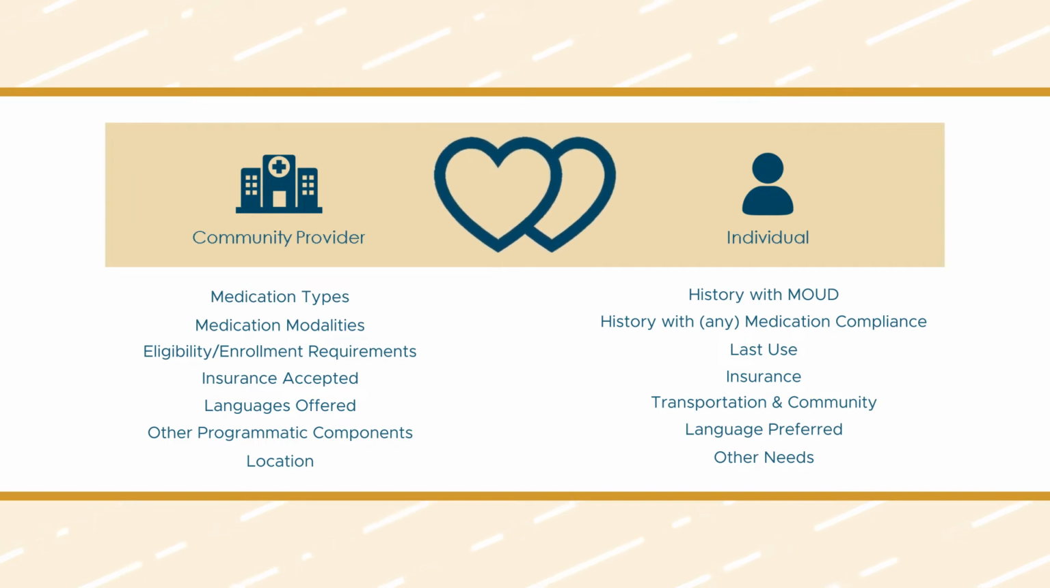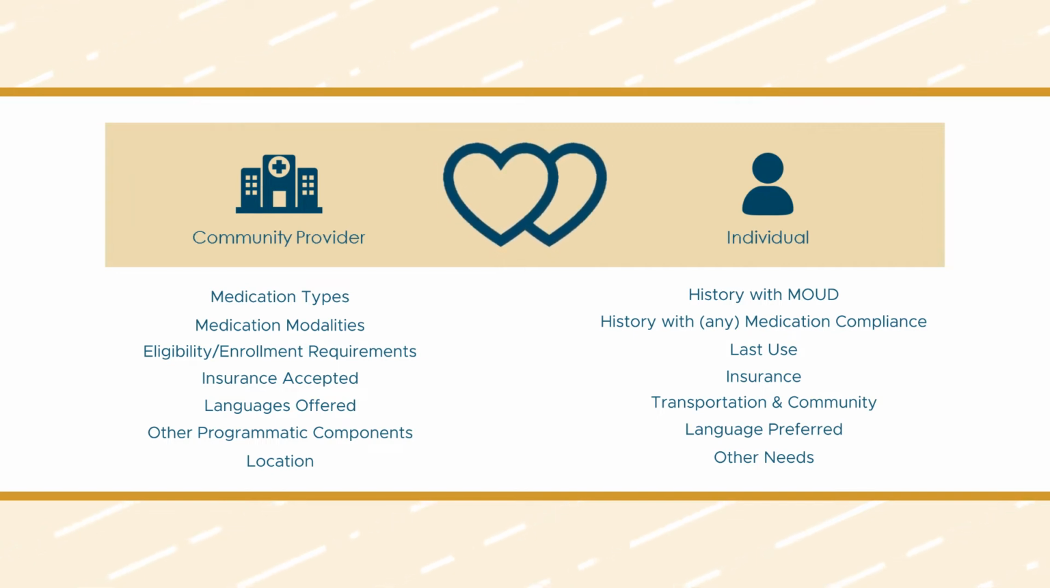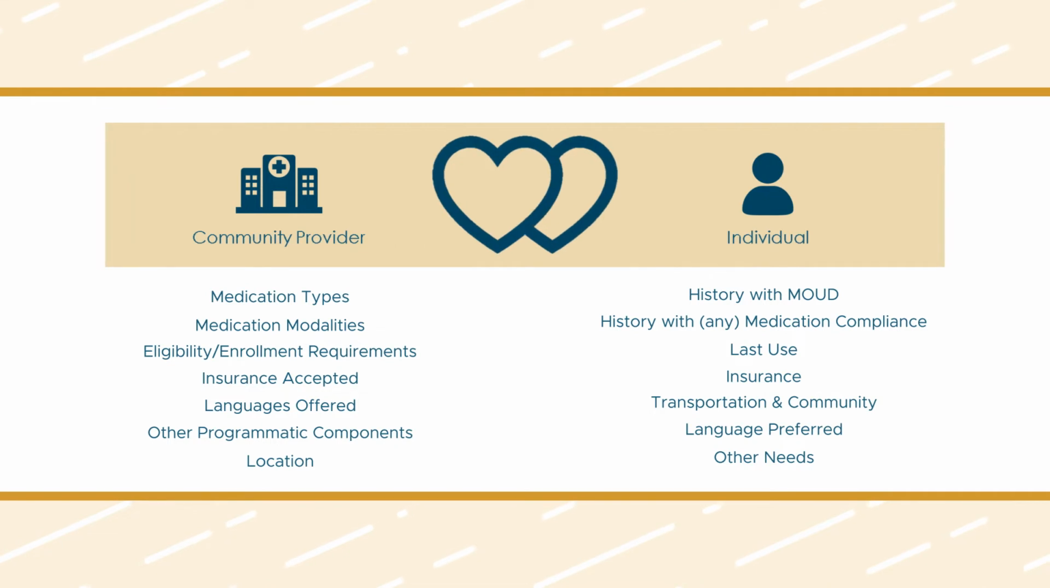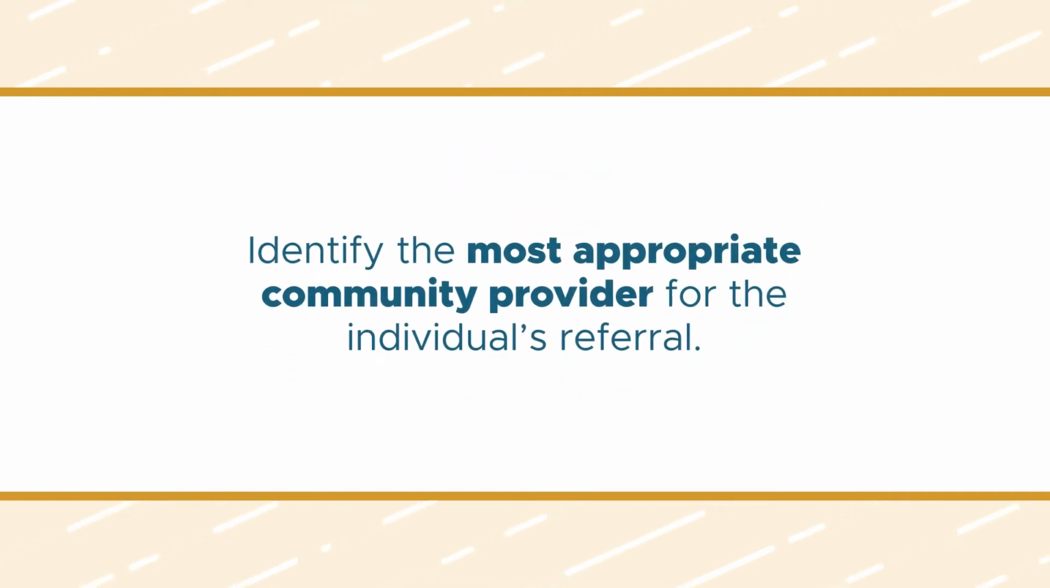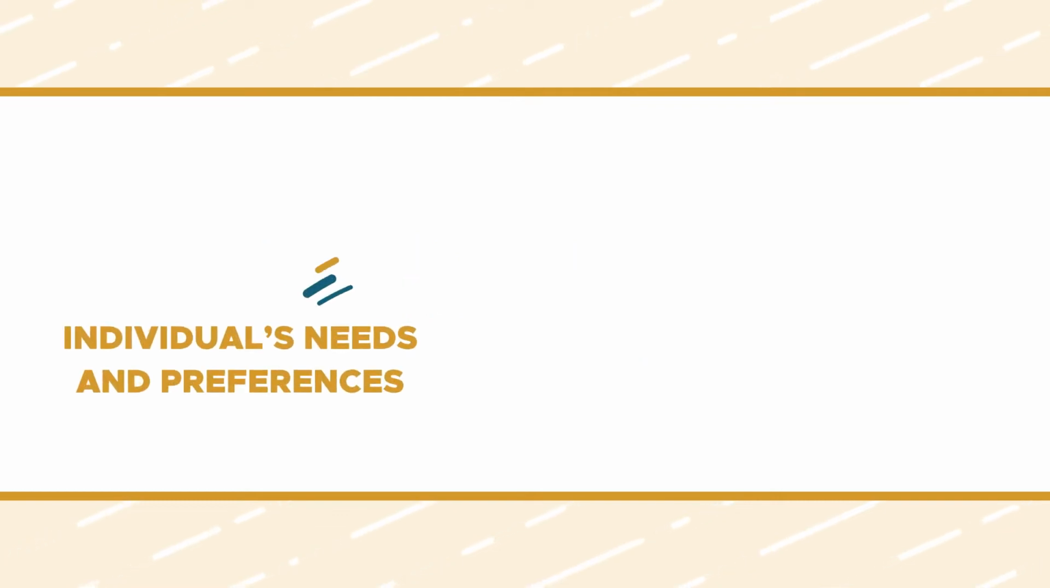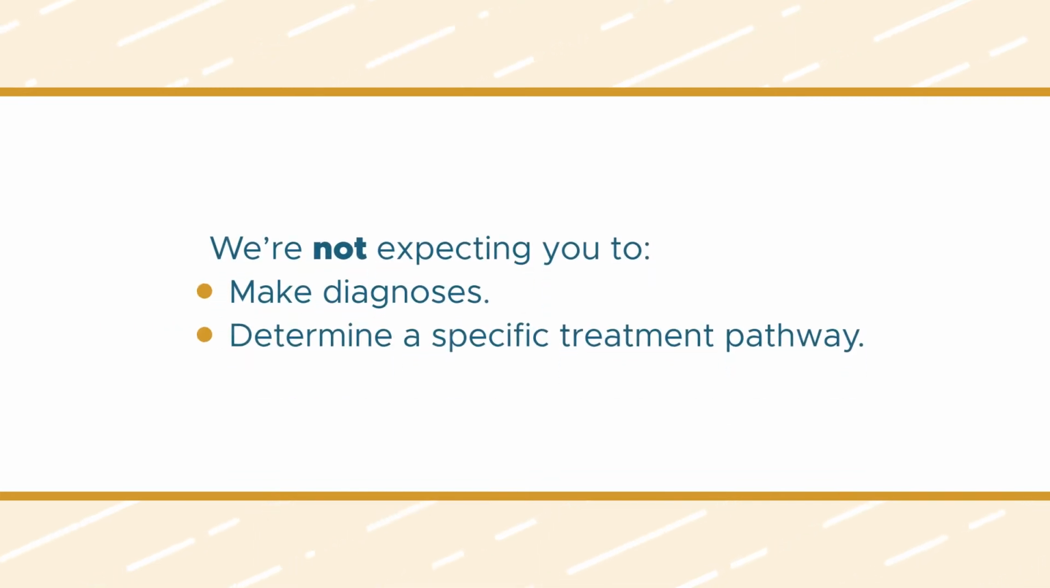Based upon what you know about community providers available and the individual's history and preferences, you can identify the most appropriate community provider for the individual's referral. The goal here is to try to match the individual's needs and preferences to the provider that is most likely to be able to meet those needs. As a PO, we're not expecting you to make diagnoses or determine a specific treatment pathway for the individual, such as a specific medication that is best.